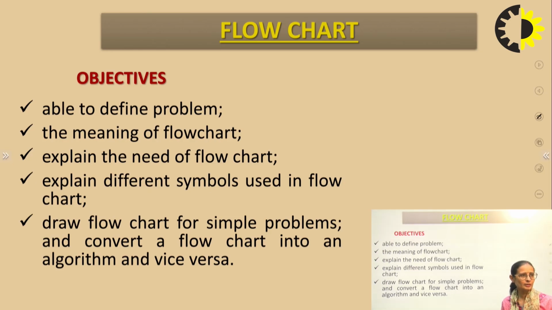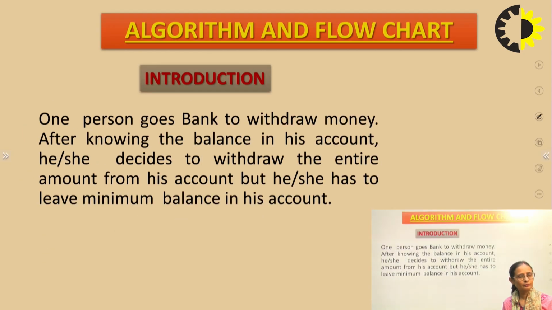Then we will explain the need of a flowchart. What are the different symbols used in flowchart? As we have seen, algorithm is written in English language, but in the case of the flowchart, we use symbols to show the flow, the sequence within a program. Then we will see a few examples through which we are going to solve problems.